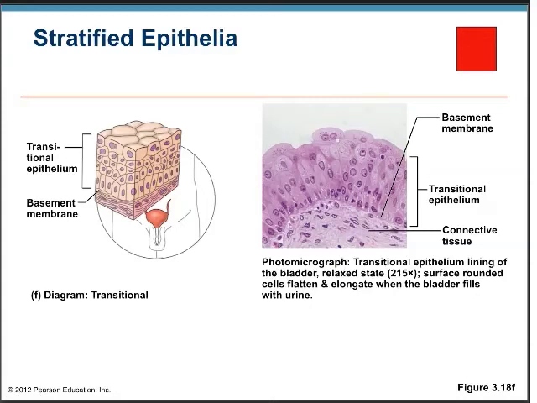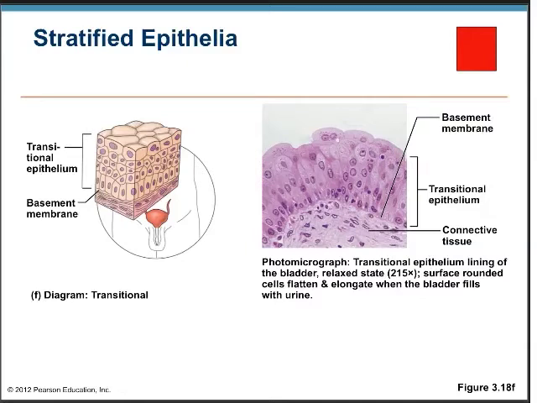They function in stretching and the ability to return to their normal shape. We find them primarily lining the urinary system, and that's important because the urinary system experiences a lot of changes in volume as it performs its normal homeostatic function, which is to maintain fluid balance in the body and remove nitrogenous waste via the urine stream.